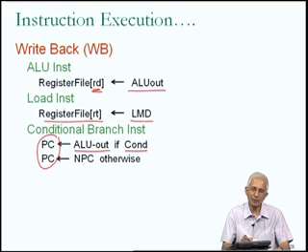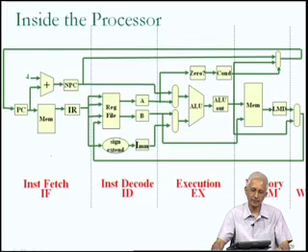But otherwise, in other words, if the condition is false, then the NPC value, in other words, the instruction after the branch instruction, will be the instruction to be executed, and therefore the NPC value will be loaded into the program counter value.